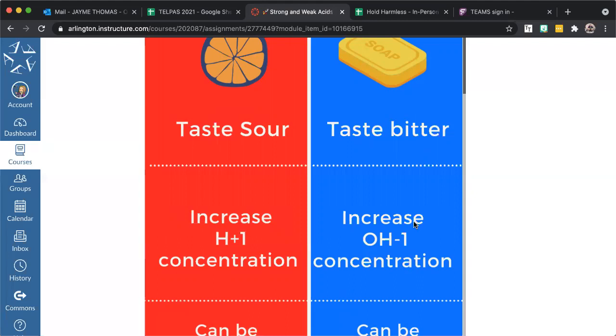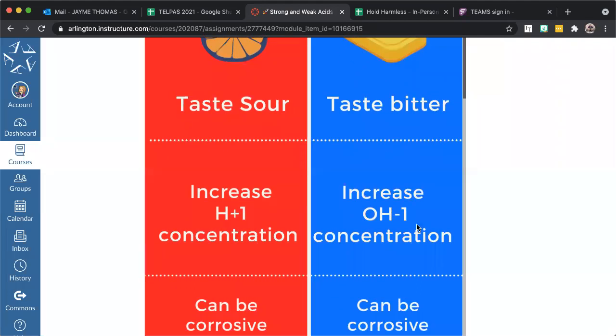Now, there is a slightly different definition for bases. They don't always have hydroxide ions in their formula. There are some exceptions that we'll talk about later, but most of them do. And so the characteristic for bases is when they're dissolved in a solution, they're going to have a high concentration of hydroxide ions in solution, typically.